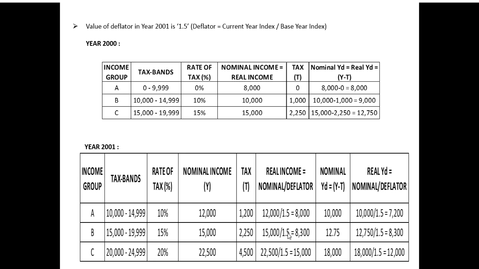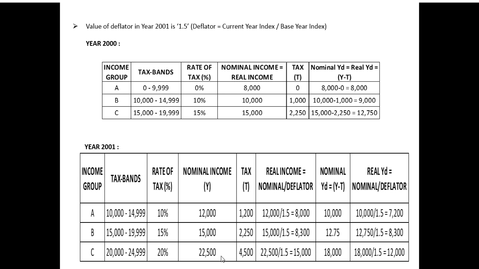What happens is that here your income was 8,000. This income has gone up exactly by 50%. 4,000 has been added to this nominal income, and this becomes 12,000. Here the income has gone up also by 50%, and it has gone up 15 thousand. And here also your income has gone up by 50%, and it has become 22,500.